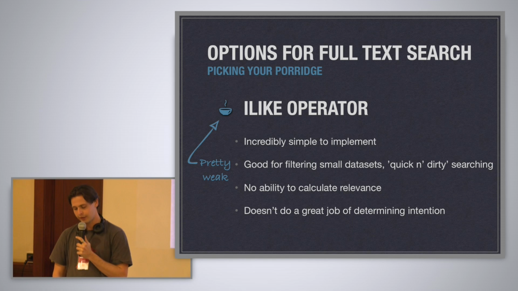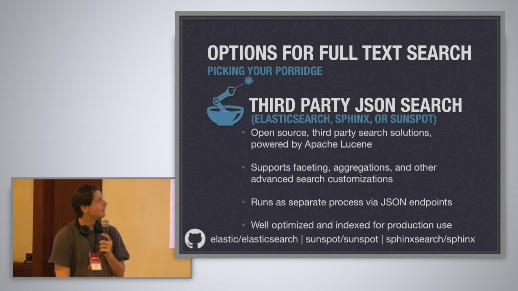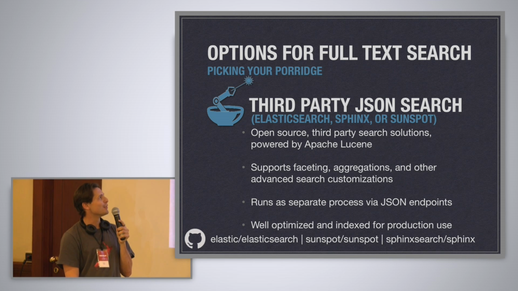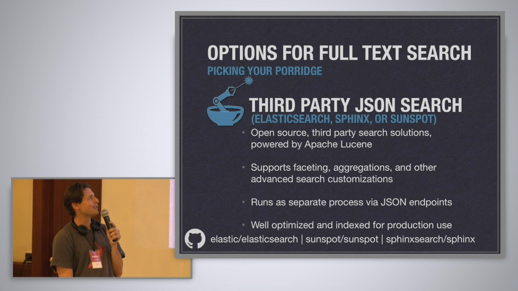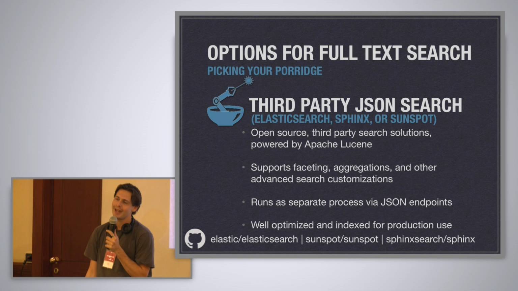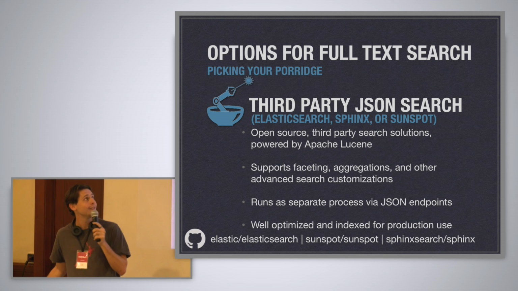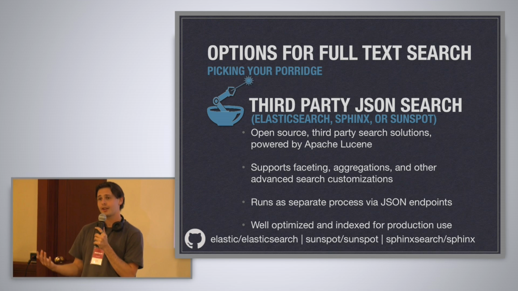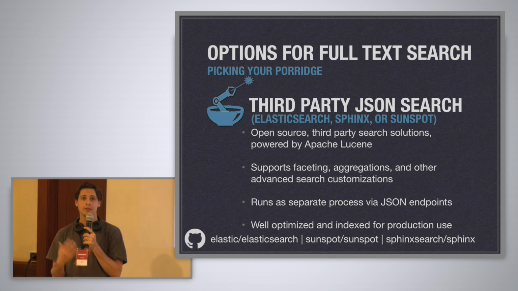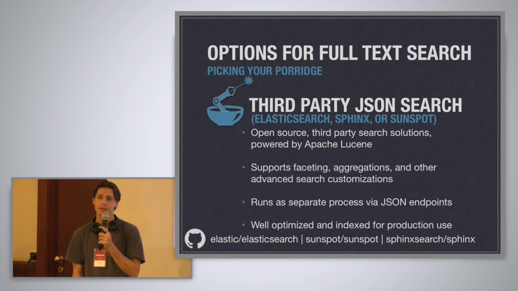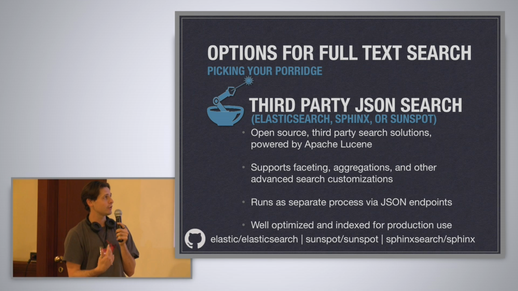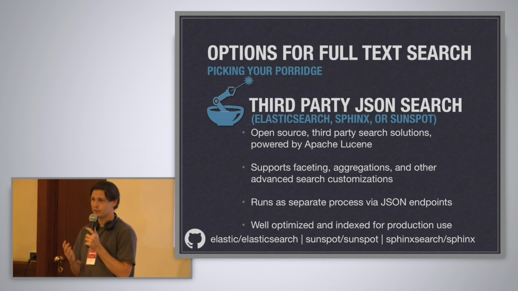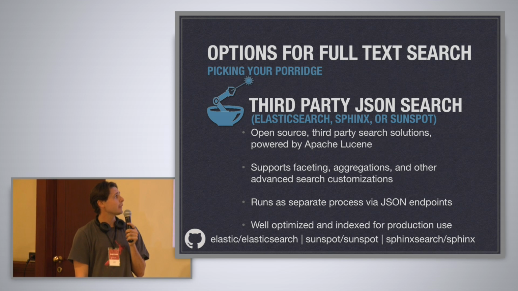So let's move on to our next porridge. And the next porridge is a much more powerful porridge. This is a third-party JSON search engine. And these tend to be open source third-party search solutions. They're powered by the Apache Lucene search engine, which is really quite good. And these are separate processes which run outside your app and have a copy of your search data, so that when your user performs a search, you can shoot off a request to this other process, and it will return search results for you. It's sort of a microservices approach to search.